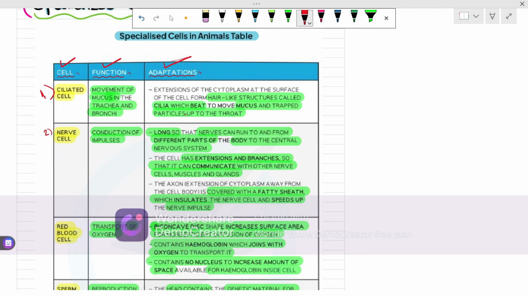The second one is the nerve cell. The function of the nerve cell is conduction of nervous impulses. It has a lot of adaptations. The first one is it's long, so nerves can run to and from different parts of the body to the central nervous system. It has extensions and branches, so it can communicate with other nerve cells, muscles, and glands. And it's covered with a fatty sheath. This provides insulation to the nerve cell and it speeds up the nerve impulse.